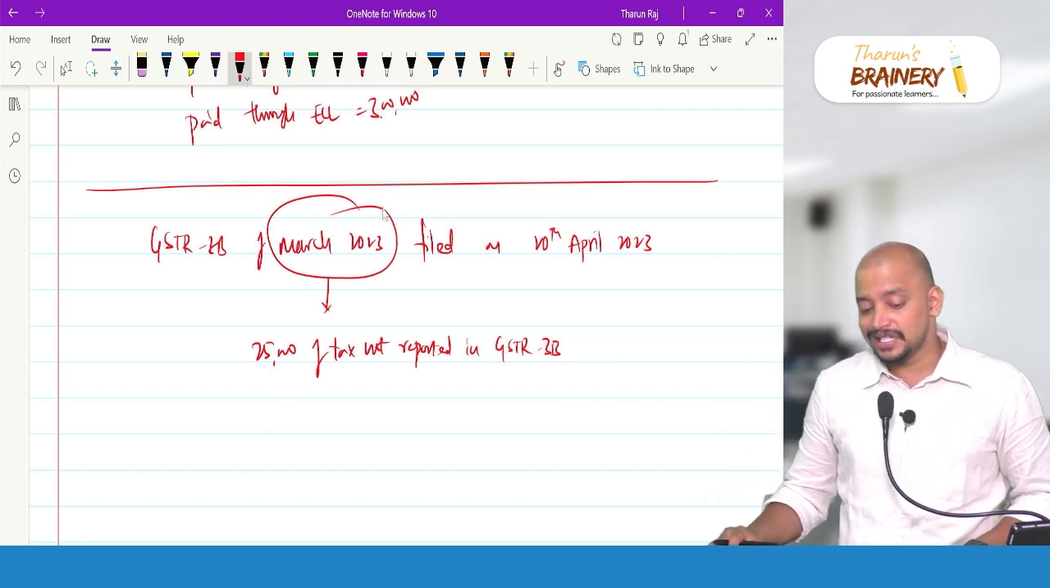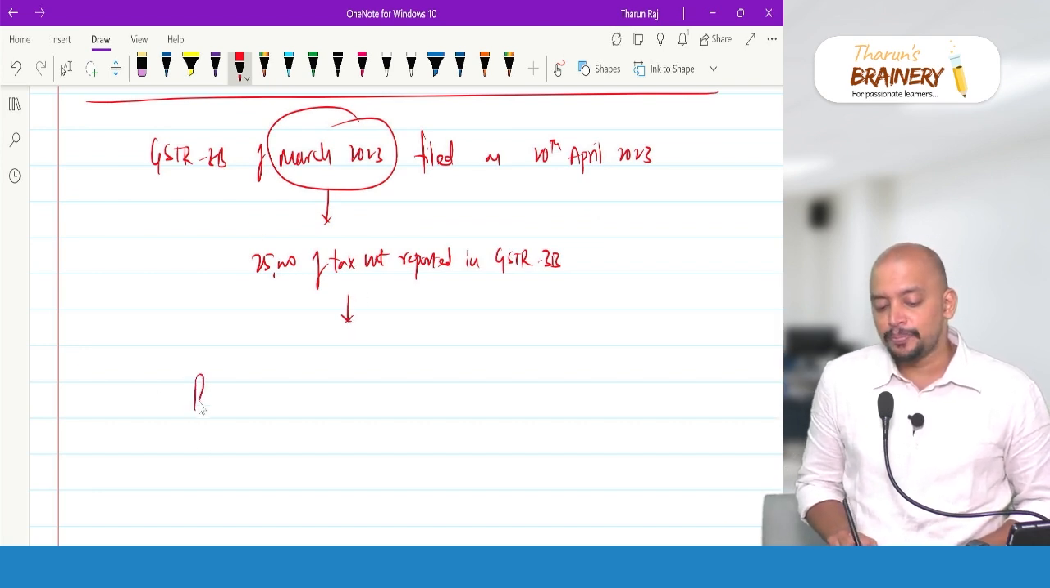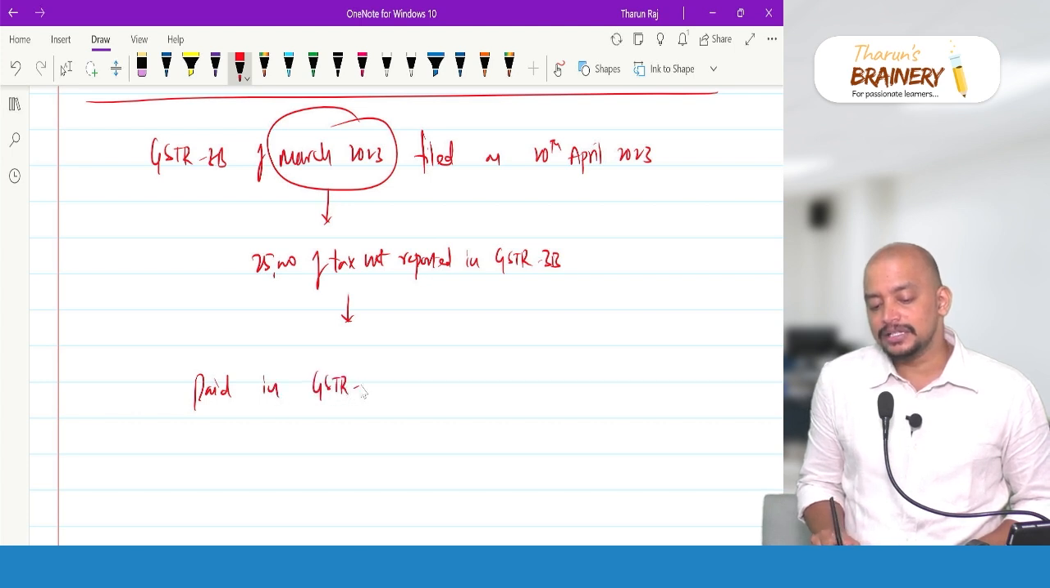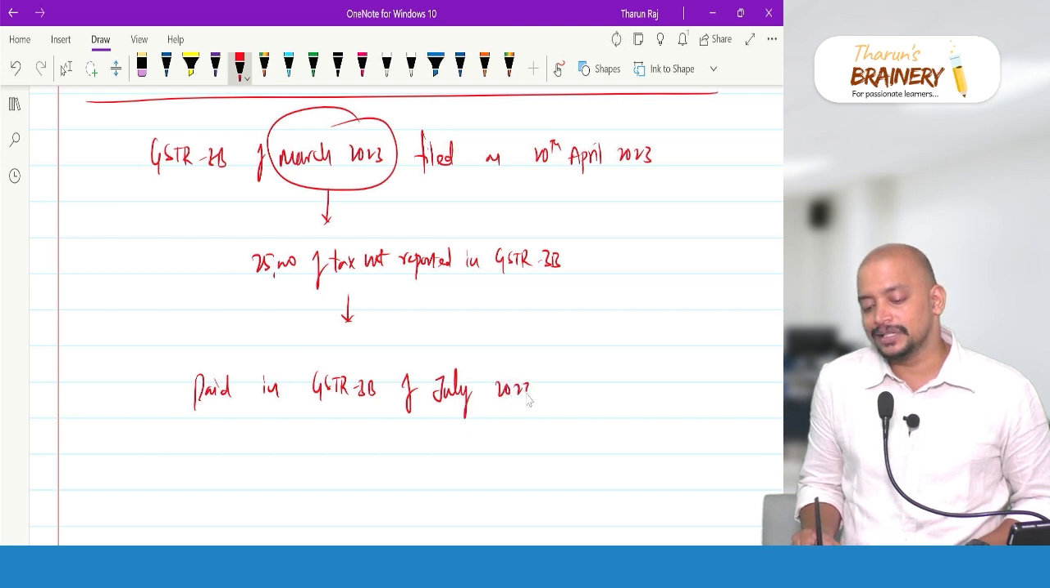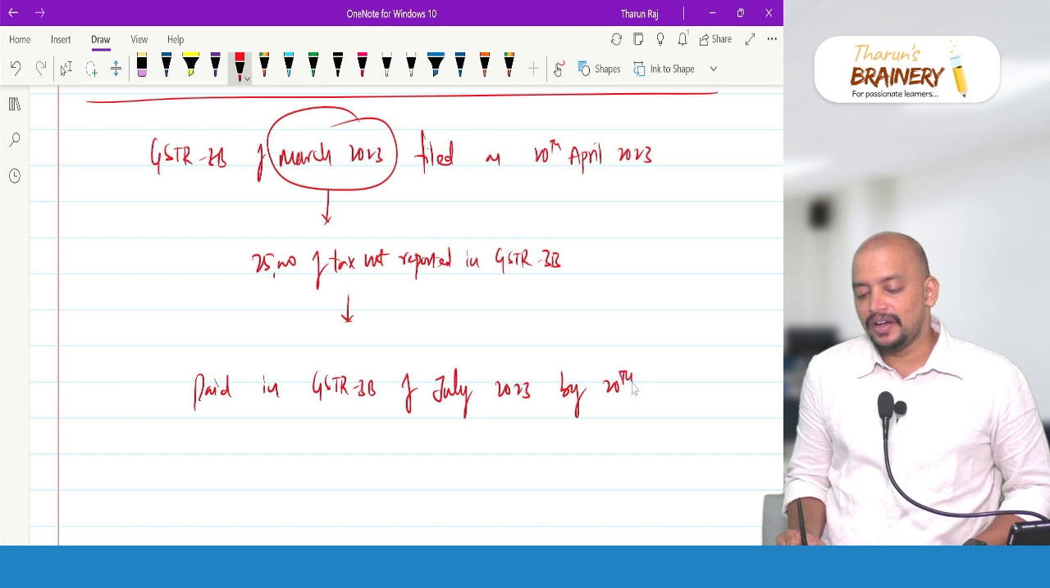And when are we discharging this? So this 25,000 rupees is paid in GSTR 3B of July 2023. You understood? So by 20th of August 2023.